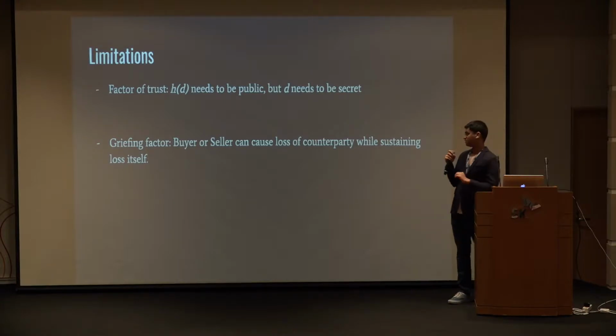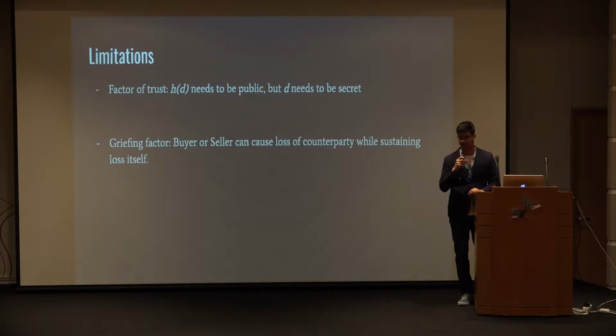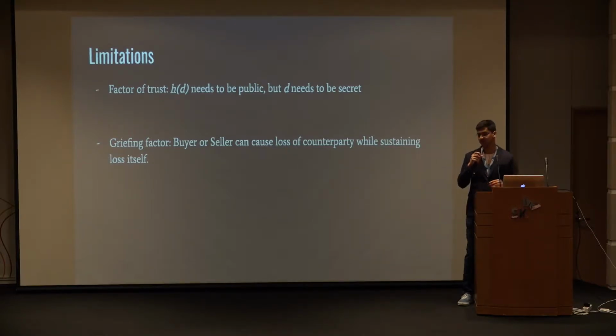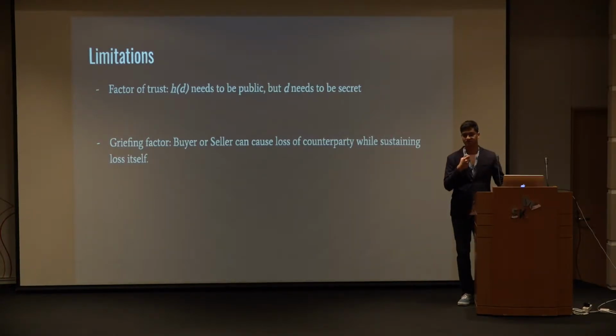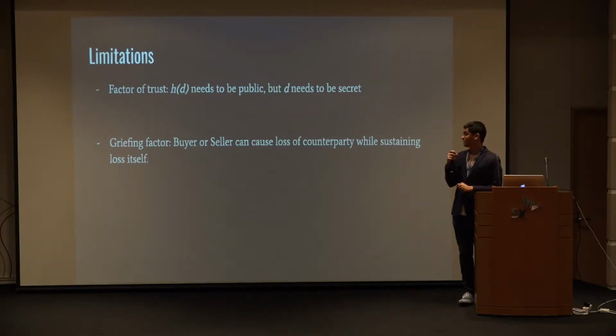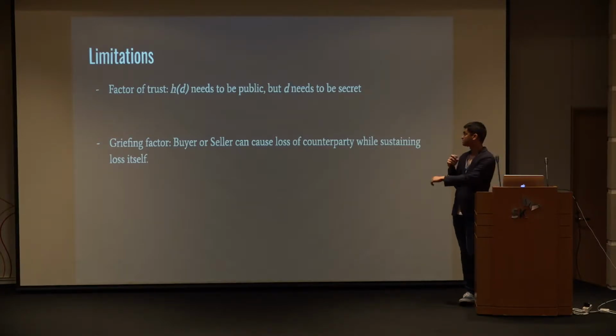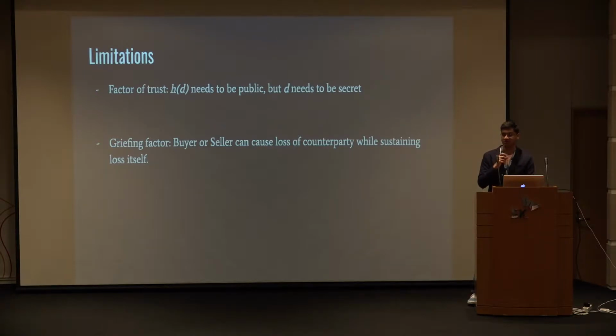So let's look at some of the limitations. The first obvious one is that the hash of the data needs to be public, but not the data. The data needs to be secret, otherwise the seller has nothing to sell. And this is a factor of trust because the buyer has to in some way trust that H(D) is actually the hash of the data that it wants. Or maybe, I mean, I'm no expert in cryptography, and it seems hard to exist, but there may just be some magic functions that keep D secret but let you know the hash of the data.